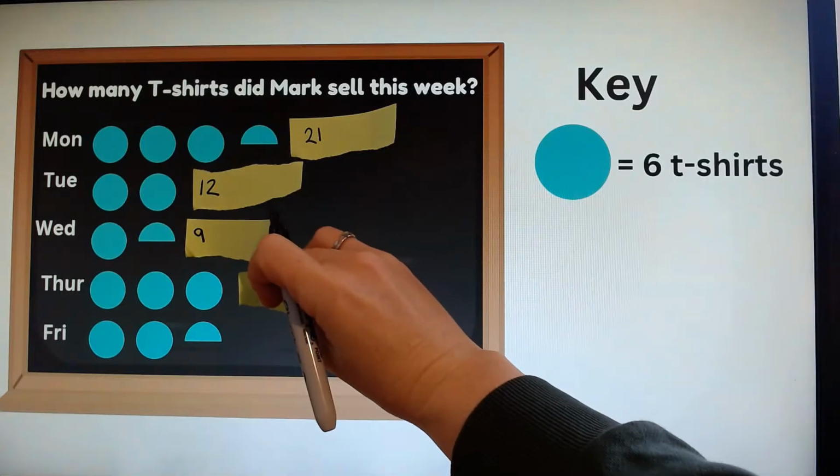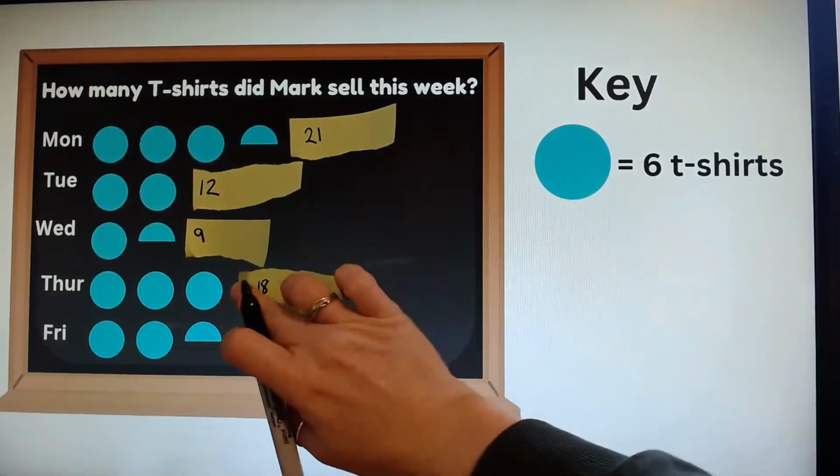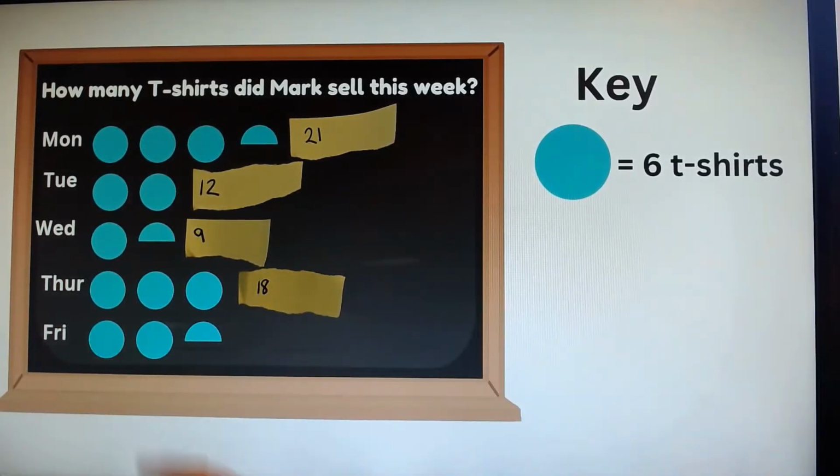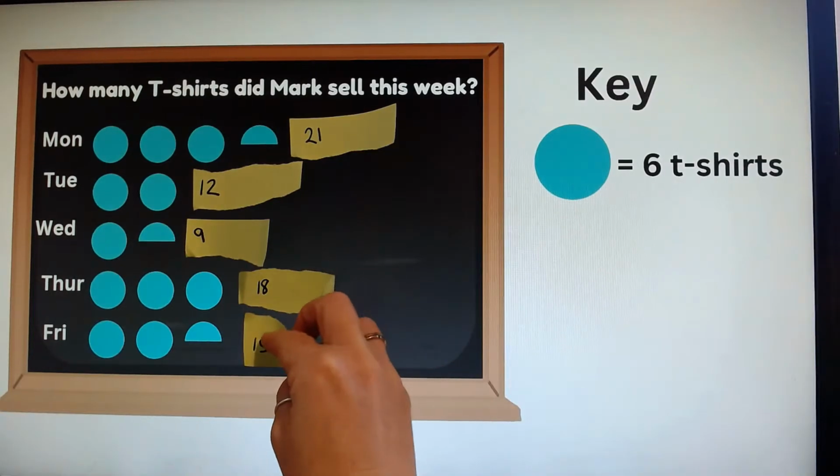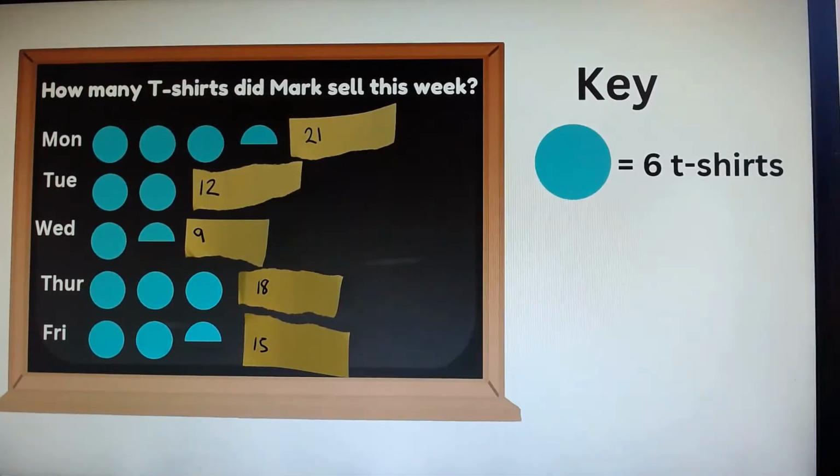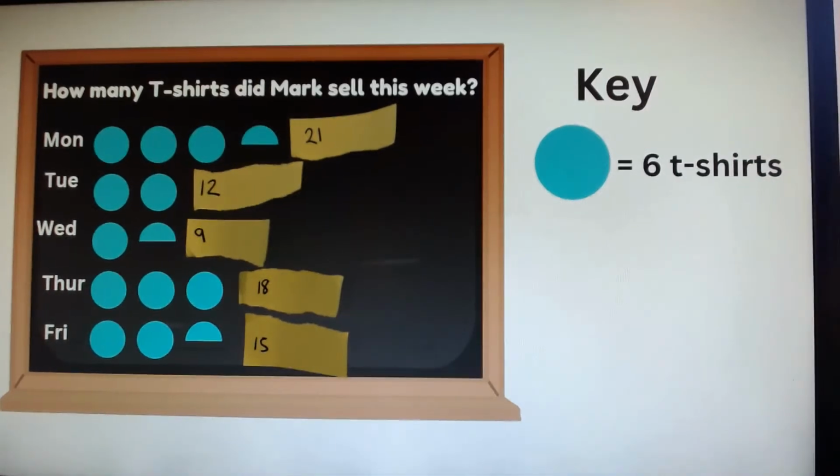This one. And then finally my last one. We've got 6, 12 plus the extra 3. So did you get 15 for that one? 15. So then finally, we actually just need to add all those together, don't we, to work out how many t-shirts in total that Mark actually sold this week.